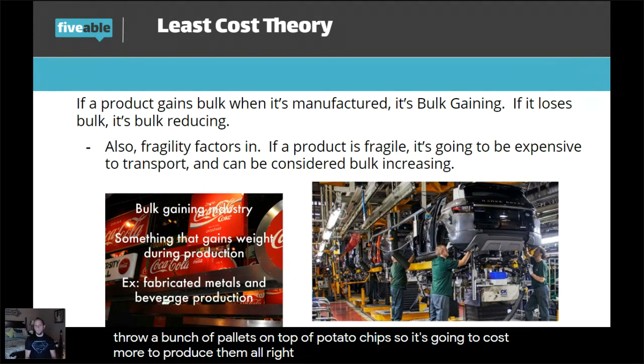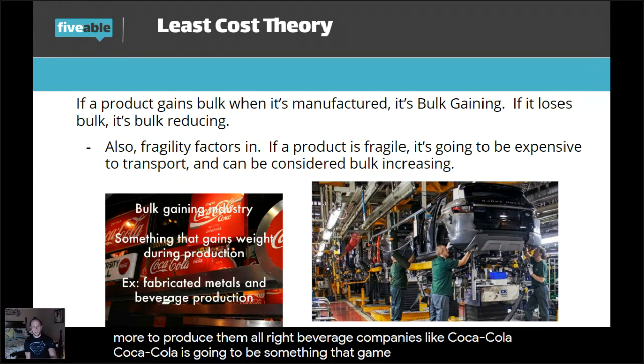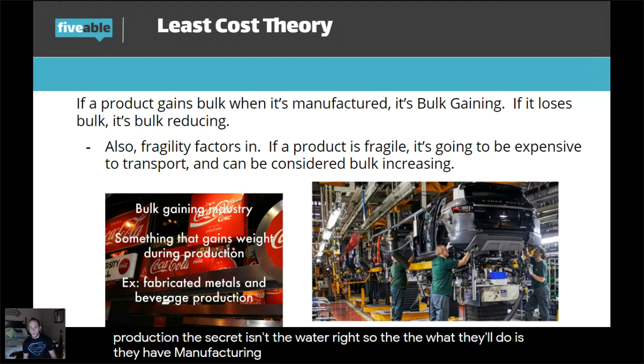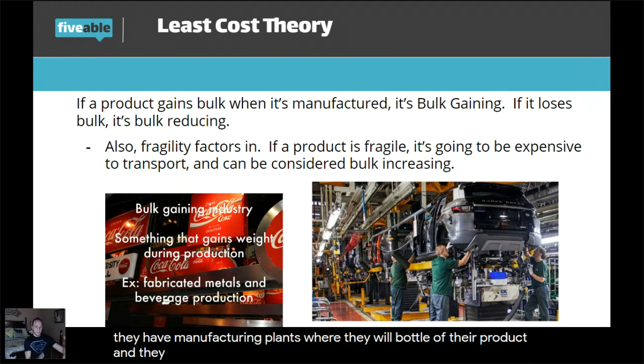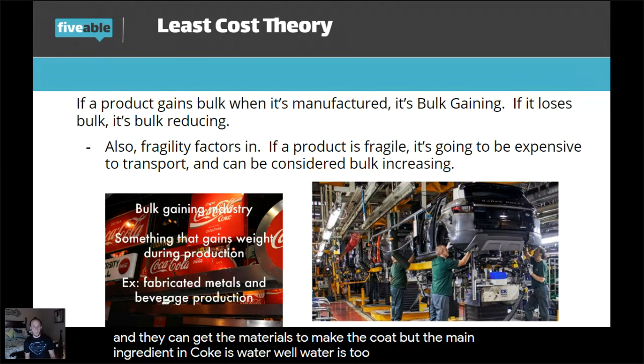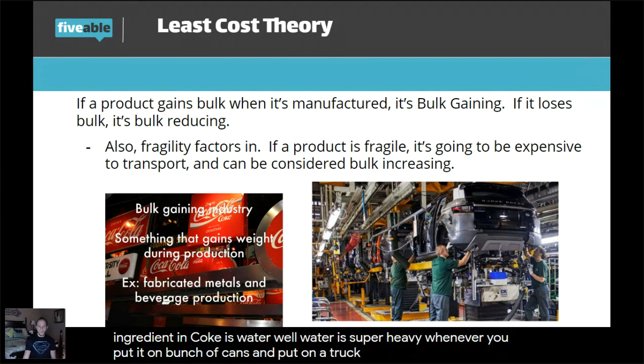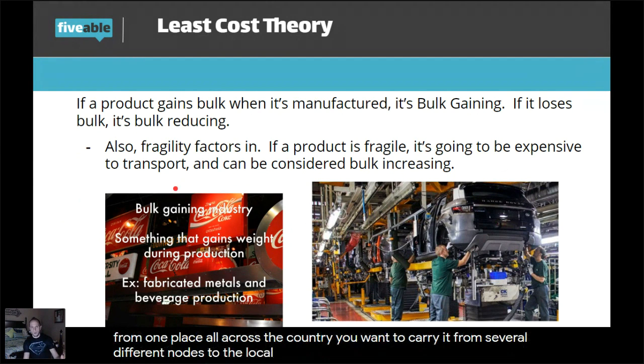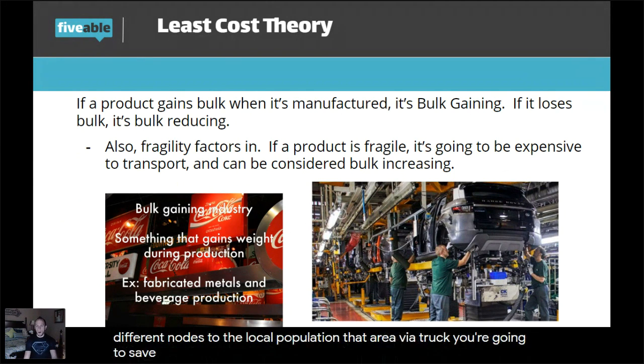If you look at beverage companies like Coca-Cola, Coca-Cola is going to be something that gains weight during production. The secret isn't the water, right? So what they will do is they have manufacturing plants where they will bottle their product, and they can get the materials to make the Coke, but the main ingredient in Coke is water. Well, water is super heavy whenever you put it on a bunch of cans and put it on a truck. So you don't want to carry it from one place all across the country. You want to carry it from several different nodes to the local population in that area via truck. You're going to save money on transportation, a lot.